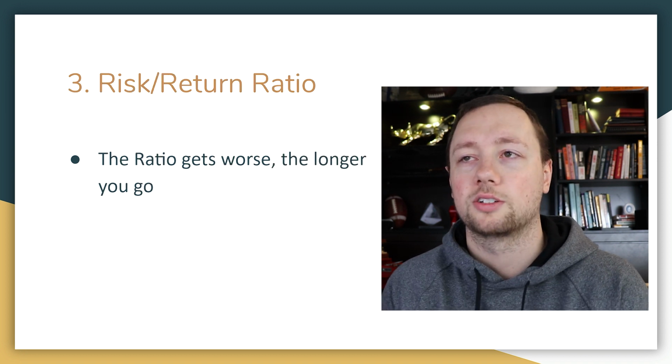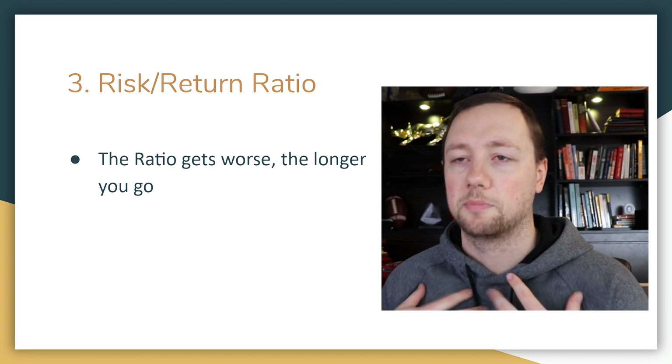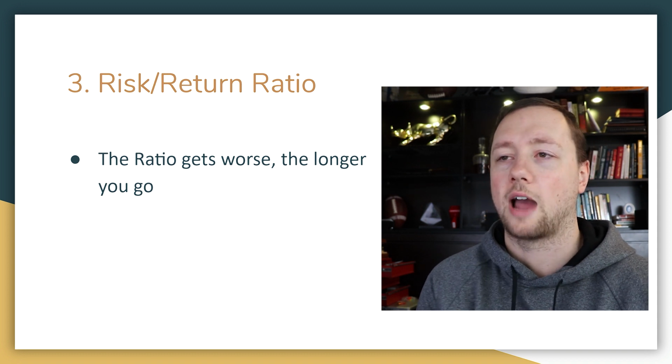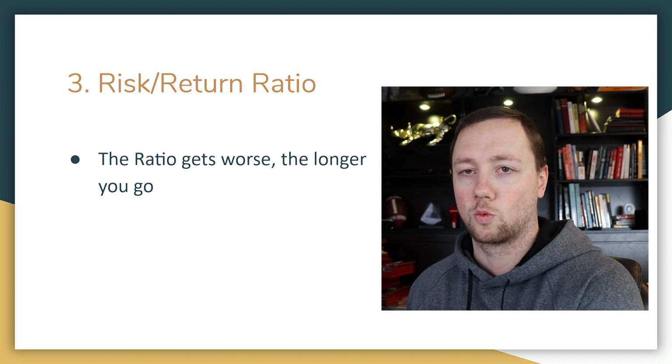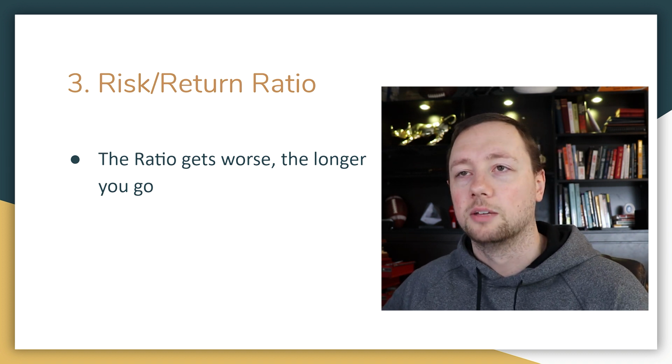Now, the last point that I want to talk about is the risk return ratio. So this one is really important, and this is actually the biggest factor for me. As you average down, the more times that you average down, the risk return ratio gets worse and worse and worse. And so I'm going to break that down for you in an Excel sheet so you can see exactly what I mean by that.